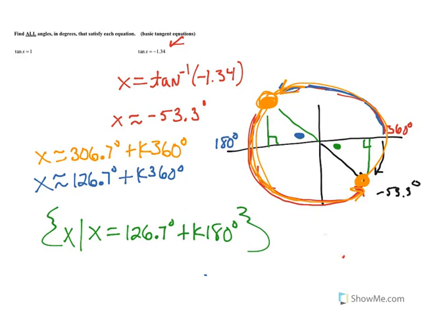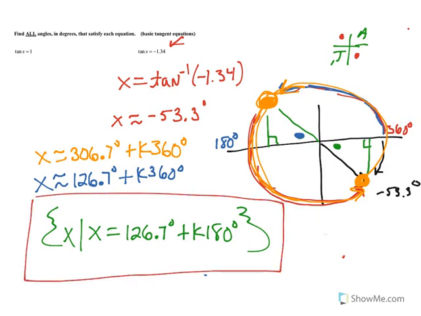Sine and cosine usually don't have that symmetry. Tangent usually does, because tangent is positive in quadrants 1 and 3. So they're half of a circle away, and it's negative in this quadrant and in this quadrant. So it's half of a circle away. So you usually find that symmetry in the tangent problems. So that's going to be your solution set for this one.